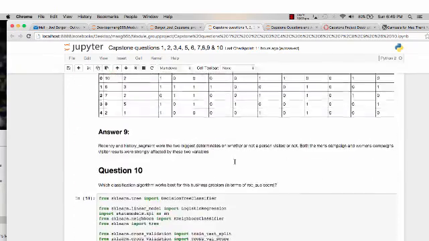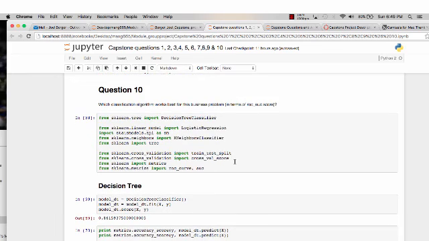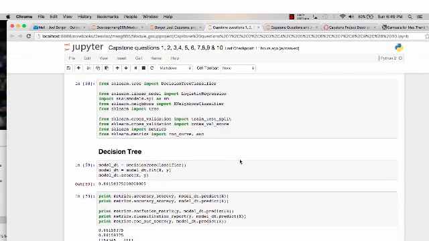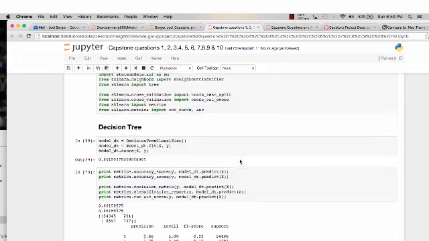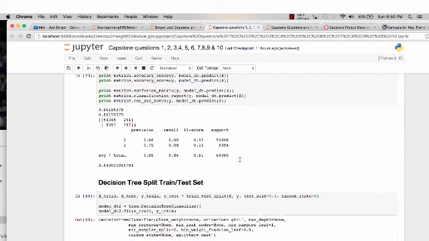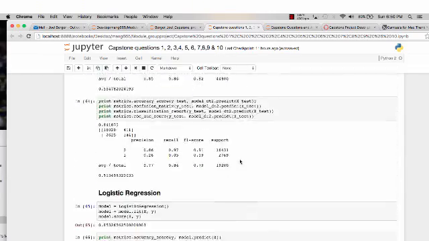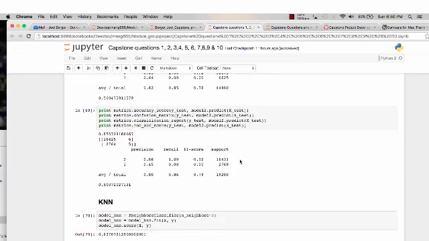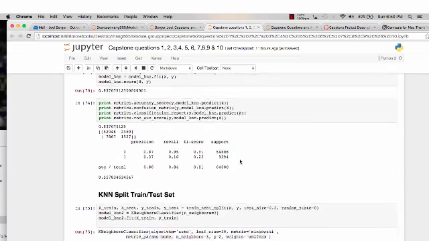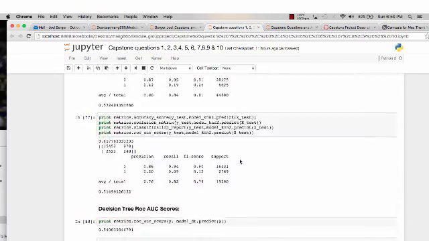Then question 10, I did the model building: decision tree, logistic regression, KNN, train sets, and test sets, and I found out which one had the better. Generally, in total, they weren't as good as you would think. The best one, though, was the KNN train set, which was 57%, but that's pretty low considering the lowest is 50.